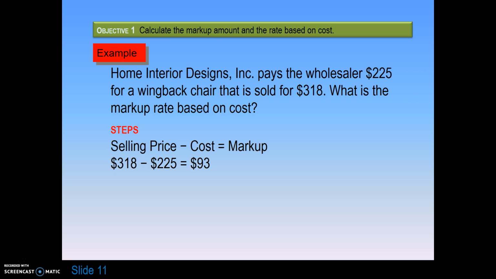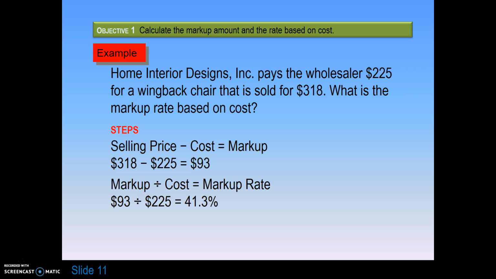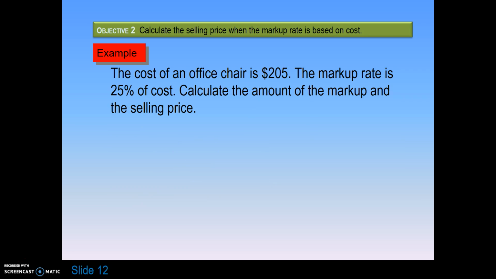So you want it based on your cost, so you need to take your markup and divide it by your cost, so your markup rate is 41.3. So whenever you see rate, that is your percentage. So you have two problems there for objective 1, so go ahead and complete those. You can once again always pause, continue however you need this to work.